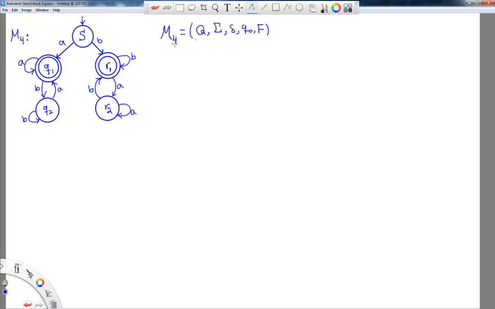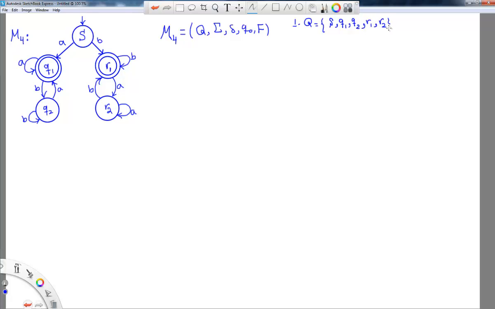And then we're going to have to formally define every single one of these 5 elements. So 1, Q. Q is a finite set of states. Now in this example, Q is the set made of S, Q sub 1, Q sub 2, R sub 1, R sub 2. So S, comma, Q sub 1, comma, Q sub 2, comma, R sub 1, comma, R sub 2.